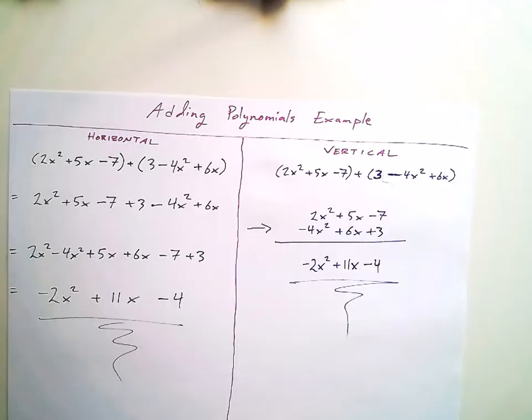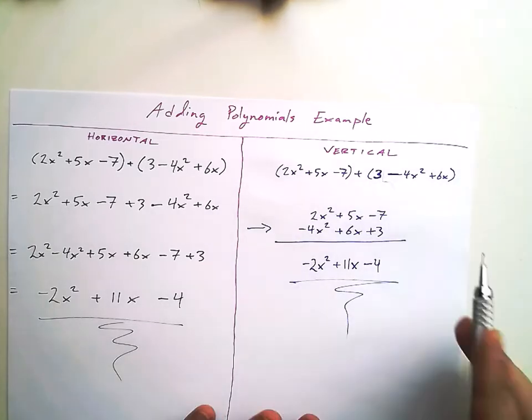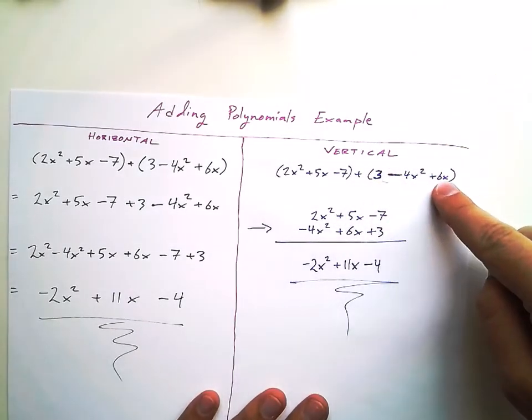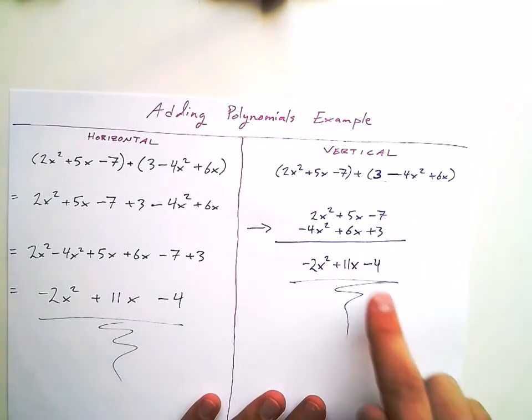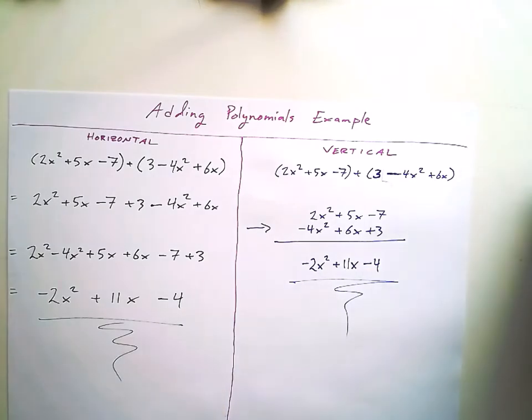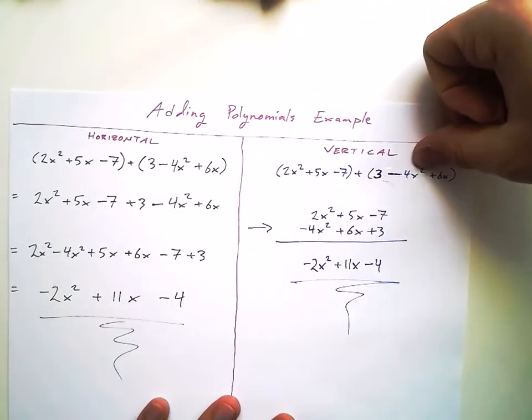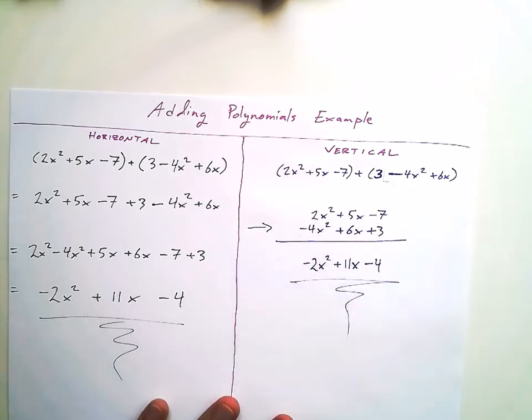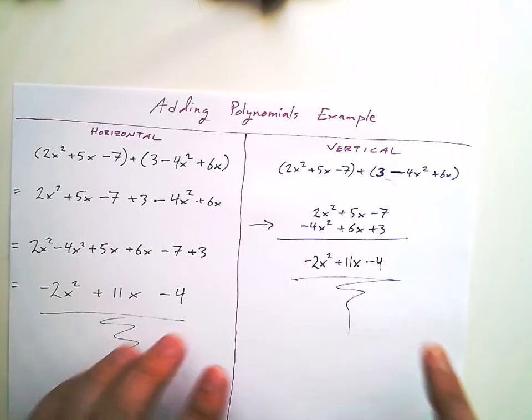Vertically organizing it can be helpful, might be easier for you. You just line up the terms underneath the terms that they go with. The easiest way is to make sure both are in standard form, and x squared with x squared, x with x, constant with constant. It got the same answer both ways.